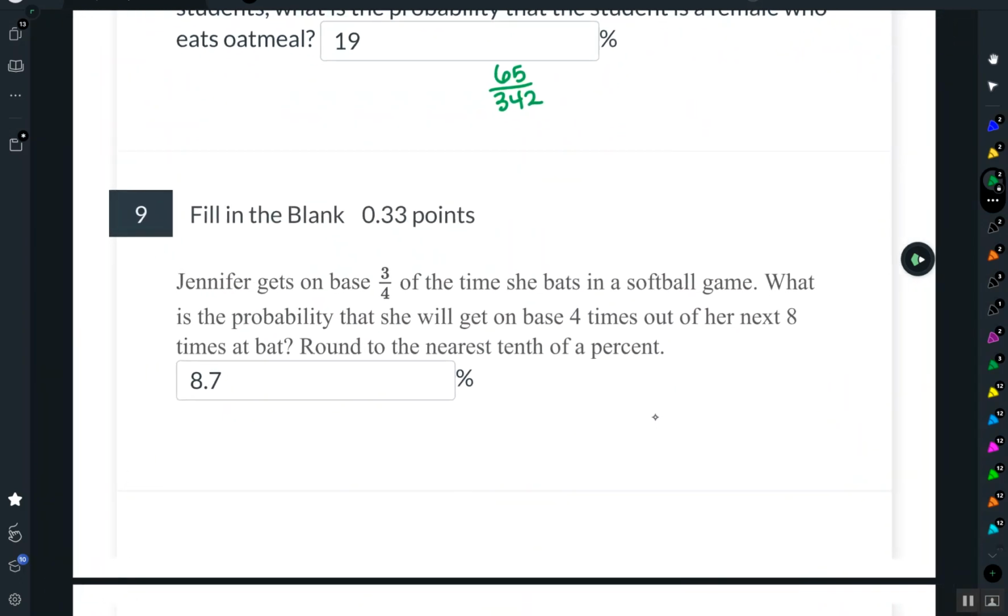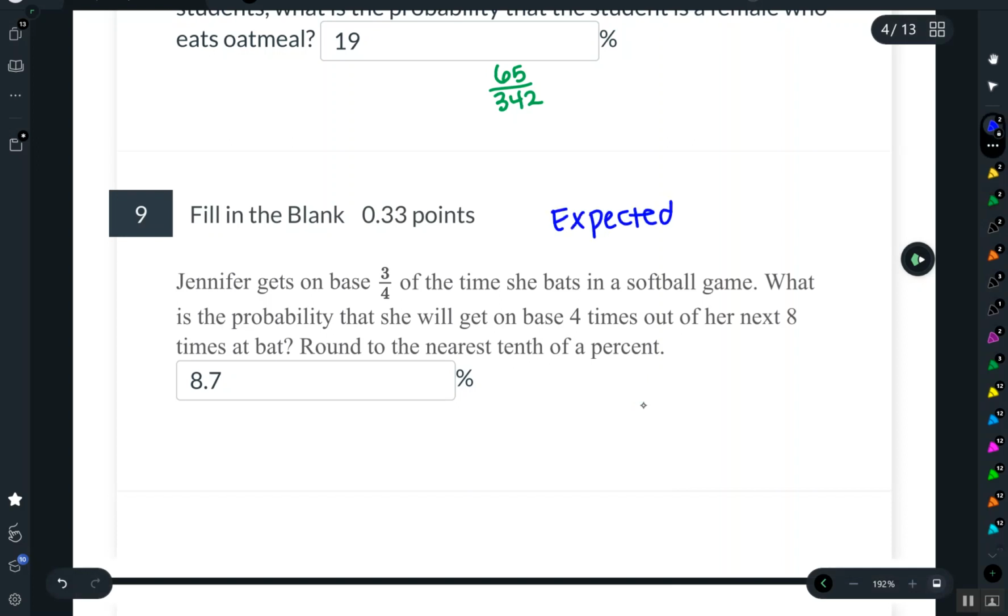Okay, number 9. Jennifer gets on base 3/4 of the time she bats in a softball game. What is the probability that she will get on base 4 times out of her next 8 times at bat? Round to the nearest 1/10%. So this one is an expected value problem. For more information on these types of problems, look up expected value. I am wrong. It's not expected value. I'm thinking of the next section. Okay, wrong. Ignore what I just said there.